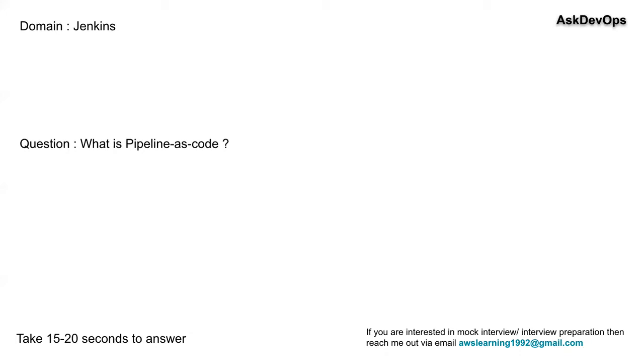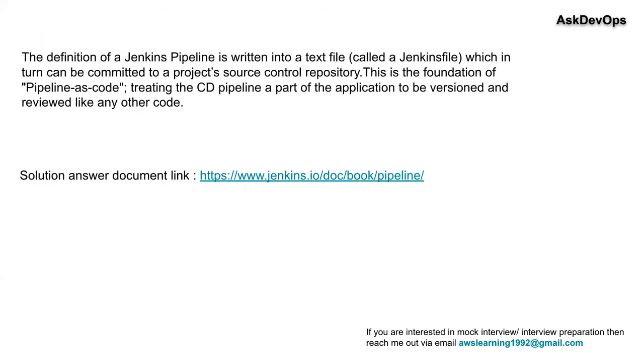Okay, let's see what the answer for this is now. The question is coming from the domain Jenkins, and the question is, what is pipeline as code? The definition of a Jenkins pipeline is written into a text file. This text file is called a Jenkinsfile. We are all aware of the Jenkinsfile. You would have learned this in your DevOps training or your day-to-day work. This Jenkinsfile will also be committed to your project repository.